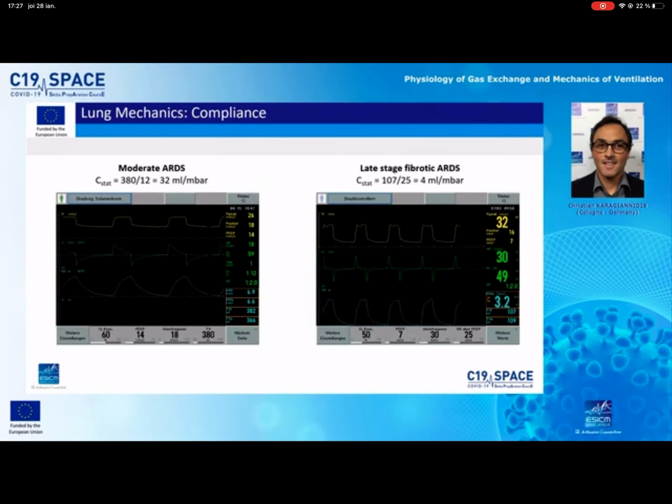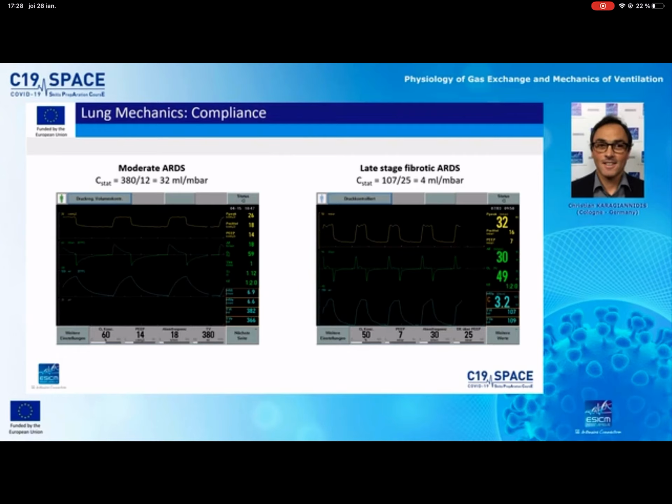Let me give you two examples. These are two patients without COVID. On the left-hand side, it's a patient with moderate ARDS. If you look at the tidal volume, it's around about 380 ml. And the driving pressure, so once more, the difference between the PEEP level, the lower pressure, and the upper pressure, in this case is 12 millibar. If you divide that, you will have at the end a compliance of 32 milliliter per millibar, which represents in this case a patient with moderate ARDS.